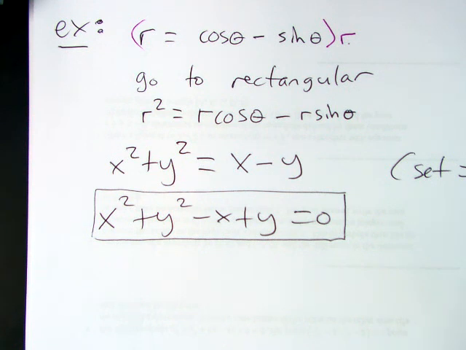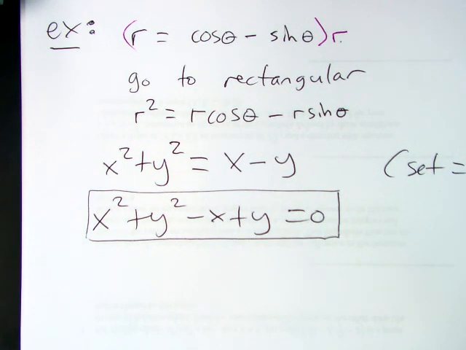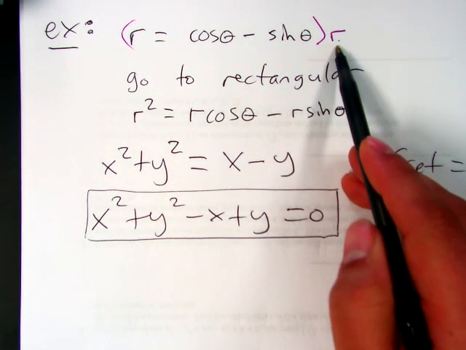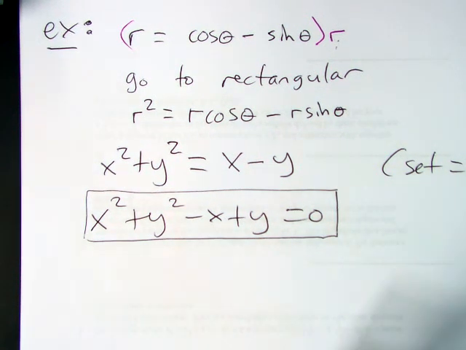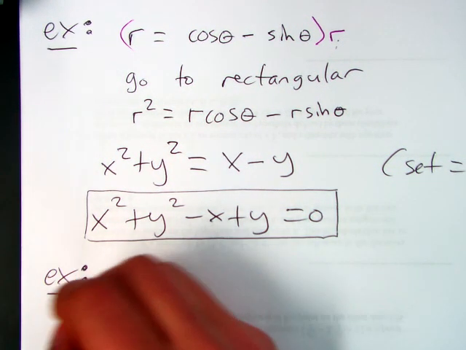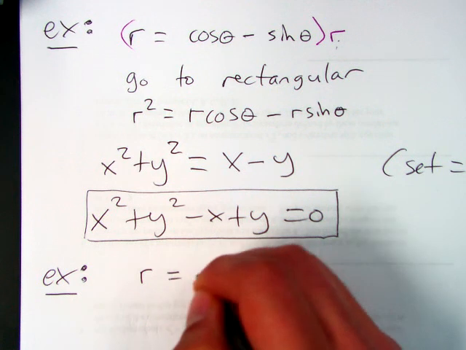Questions on how we did that? No. Everyone knows why we multiplied by r? Okay. Let's see what happens with this last one. R equals cosine 2 theta.